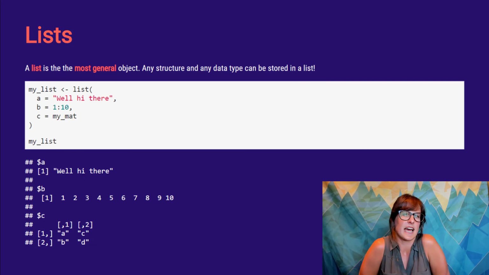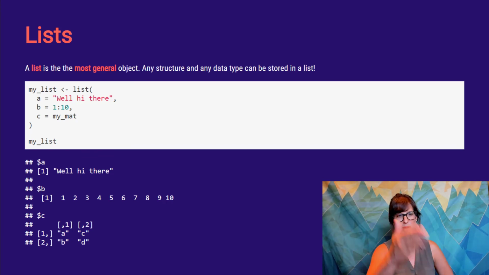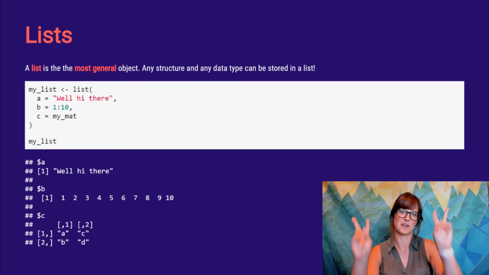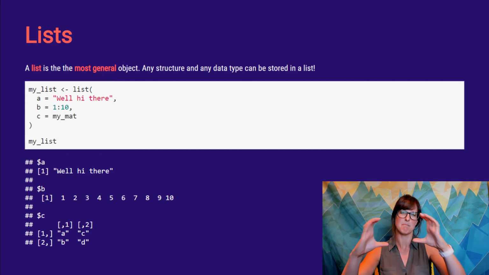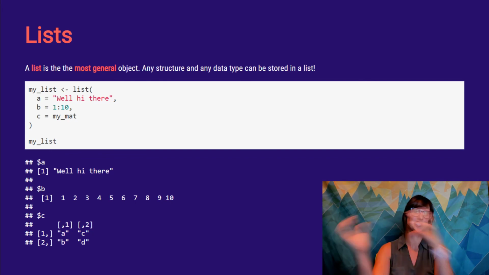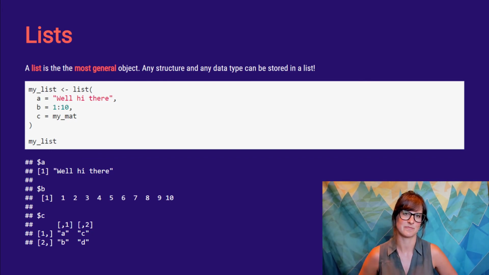And so what are lists actually? A list is a super general object. Really, anything at all that you want to put into a list can be put into that list. So here I've made a very goofy list. My first element of the list is the string, "well, hi there." My second element is the numbers 1 to 10. And my third element, I've taken that matrix from the last round and shoved it into this list.